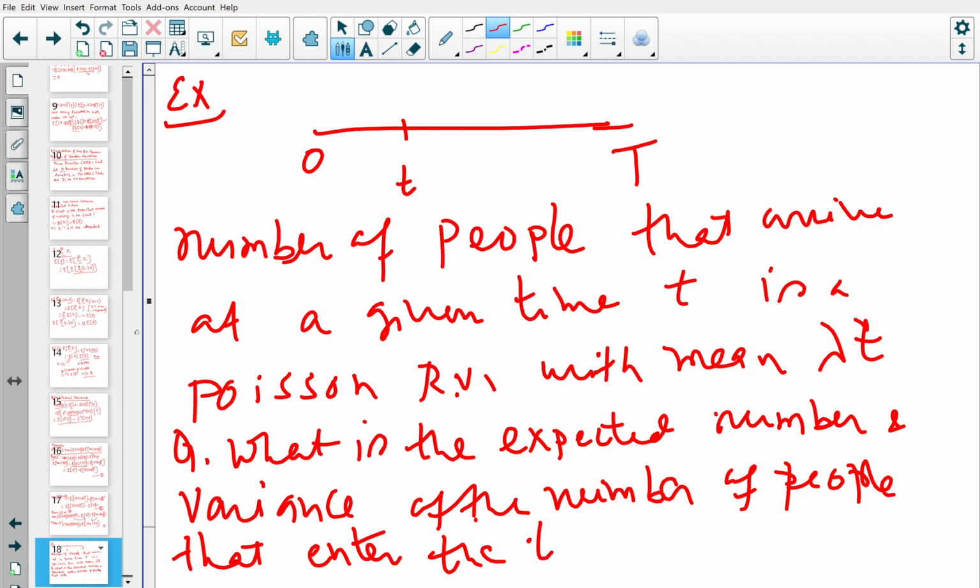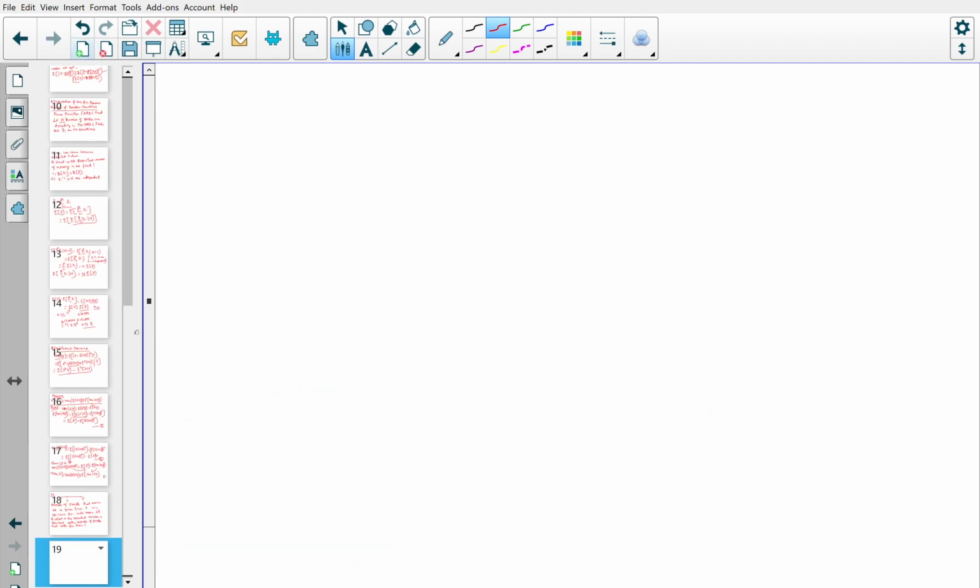Clear? So the train can come at any time from 0 to capital T time length, and at each time t people are coming and they follow a Poisson distribution with mean lambda t. So at time t it can be any number of people, coming from the Poisson distribution. Then how to find out the solution? What do you need to know?